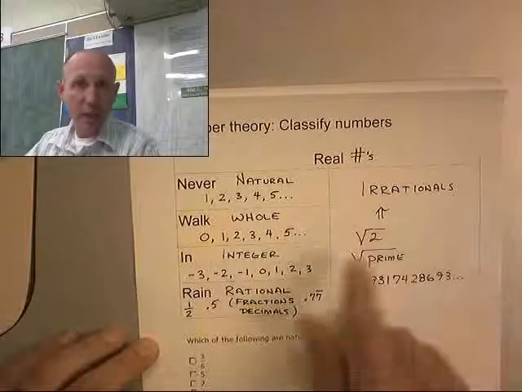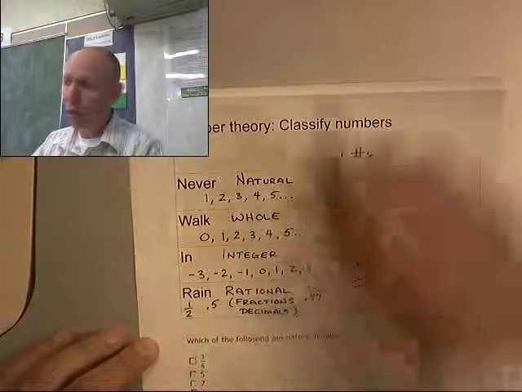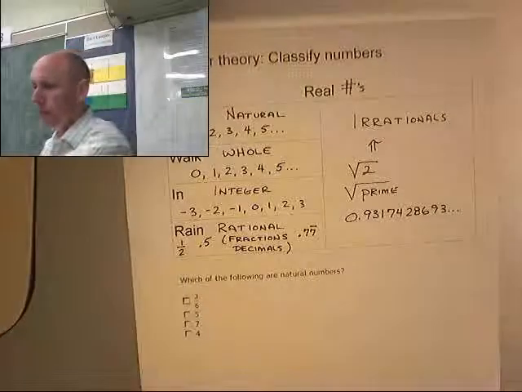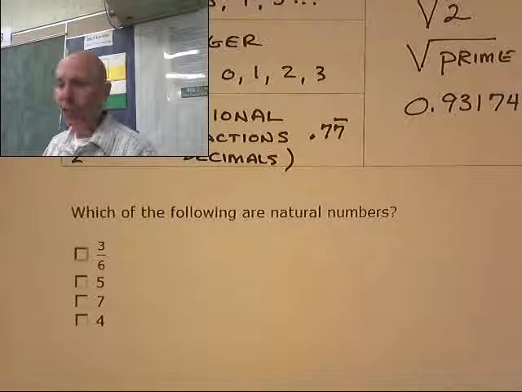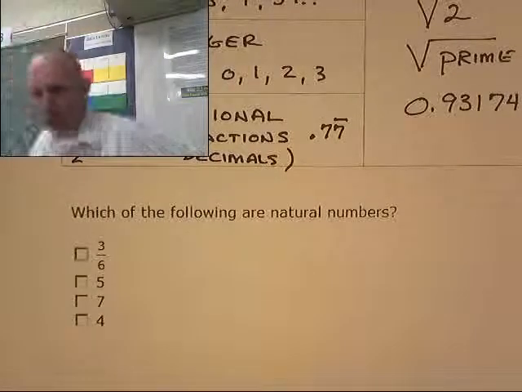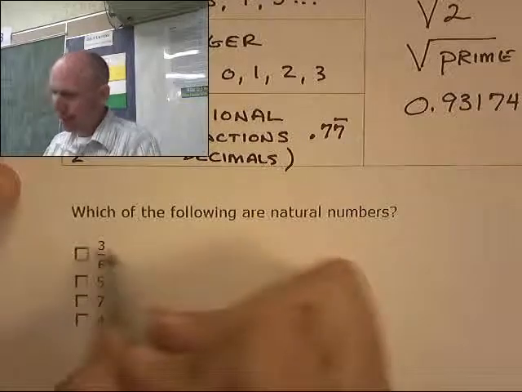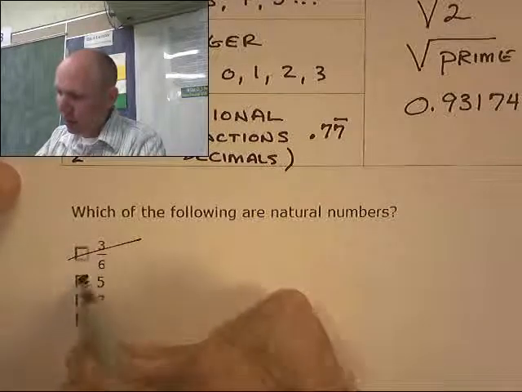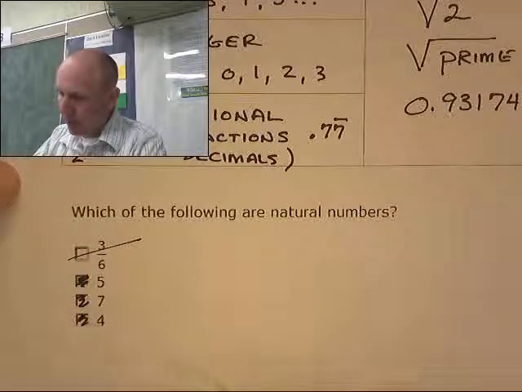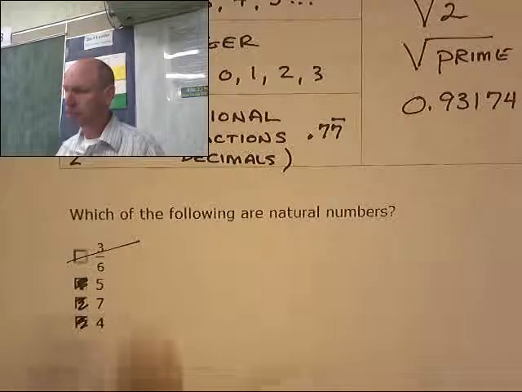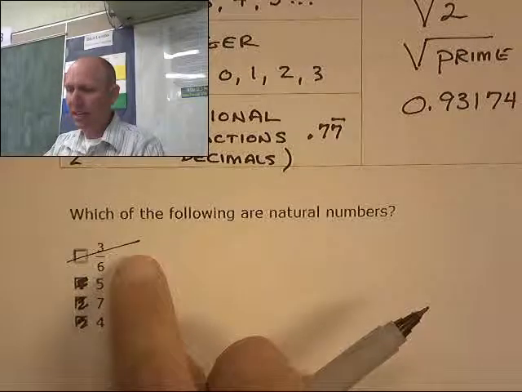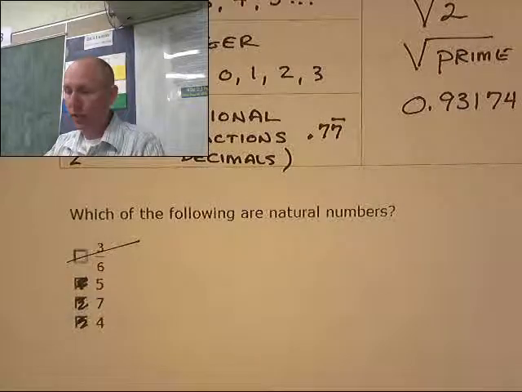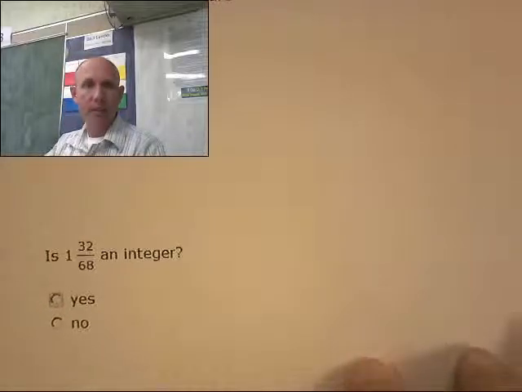Keep these notes available when you do the work for this so you can refer back to them. Which of the following are natural numbers? Well, natural numbers, those are like 1, 2, 3, 4, 5, 6. A fraction, he's not natural. 5, 7, 4. Those are the natural numbers right there. This guy's not a negative. He is a rational. He's a fraction.